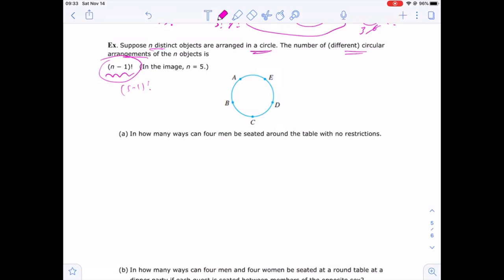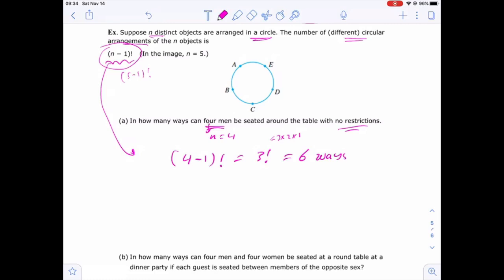This is how many arrangements, how many ways of seating those people. For example, in the first problem, in how many ways can 4 men be seated around a table with no restrictions. So we have 4 people. This is n equals 4, and it's circular, so we apply this formula. It's 4 minus 1 factorial, which is equal to 3 factorial. That's 3 times 2 times 1, so it's 6. We have 6 ways.